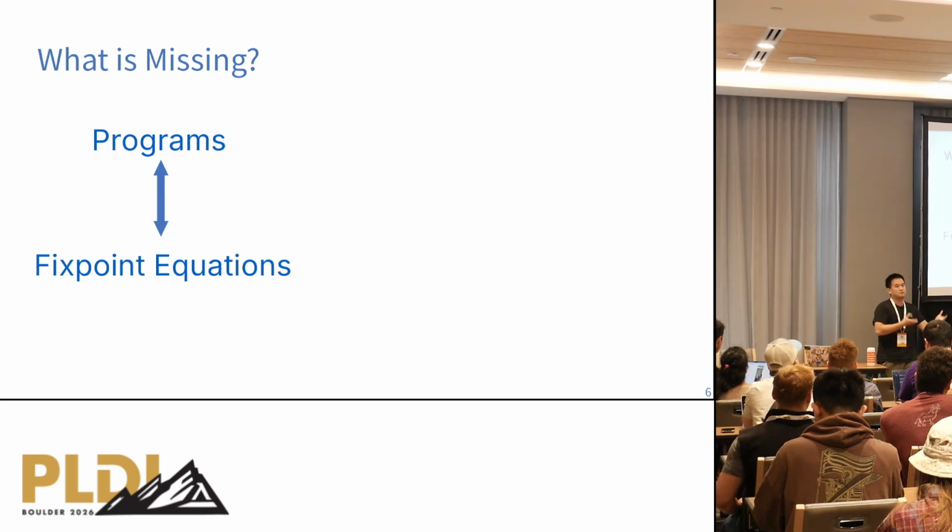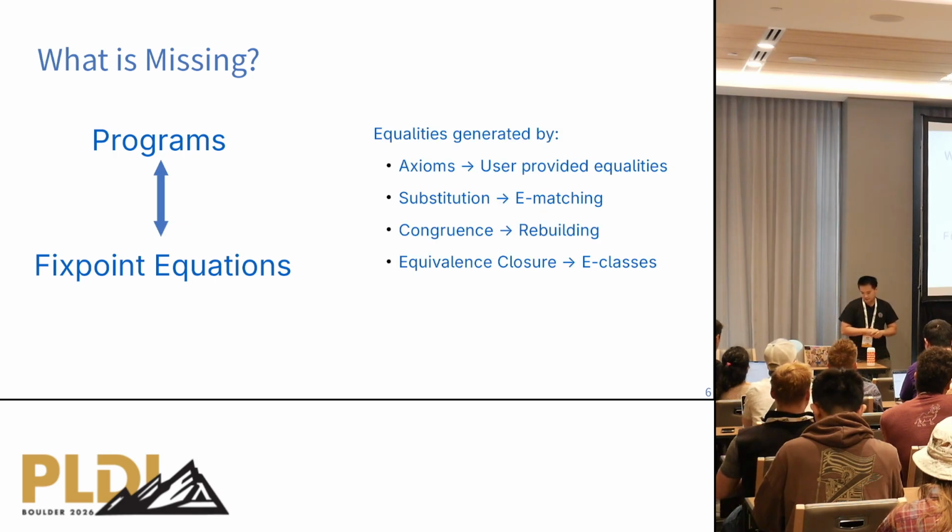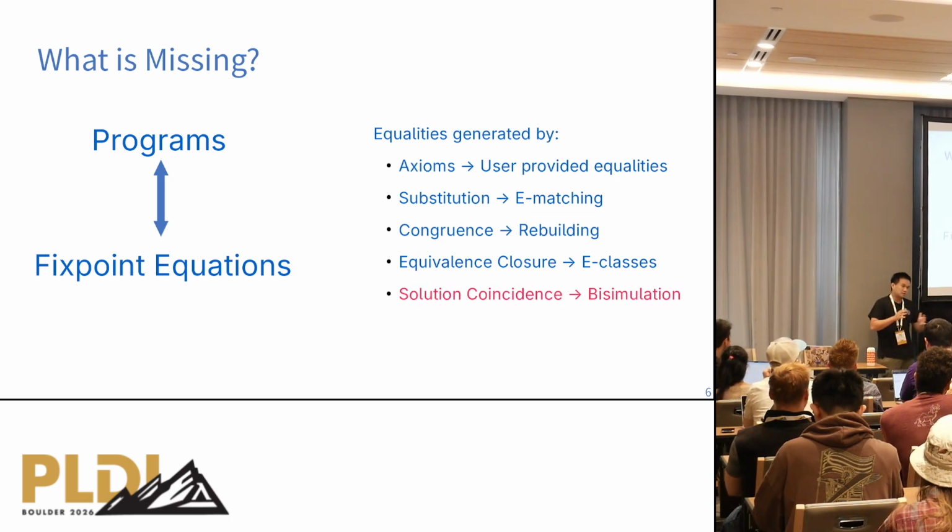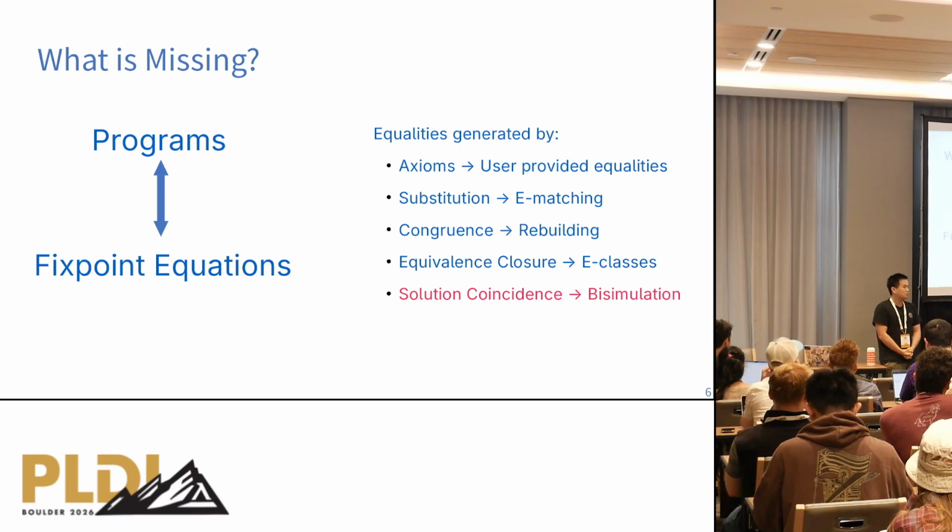Right? Recursive programs can be specified as fixed point equations, and they actually admit more equalities that are beyond the standard algebraic equalities. Specifically, fixed point equations have solutions. And if the solutions coincide, we should be able to merge these E-classes as well, and that corresponds to bisimulation. That is something I want to convince you of in this talk.